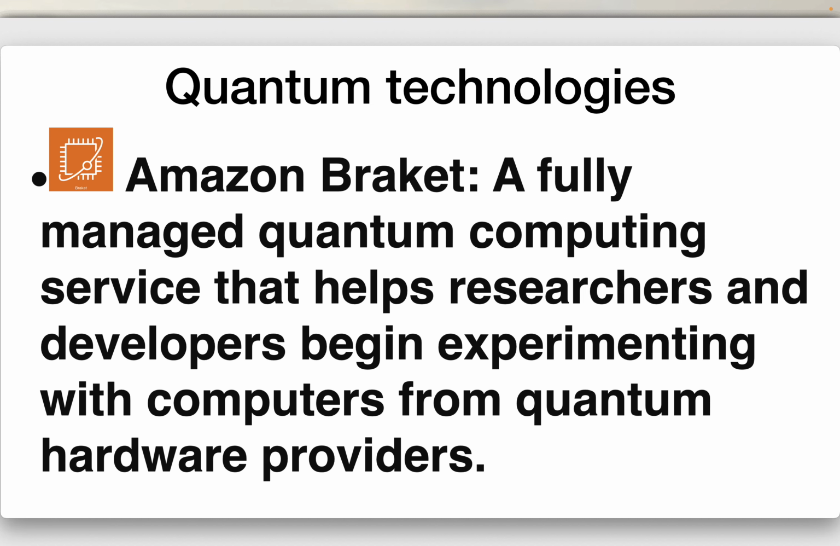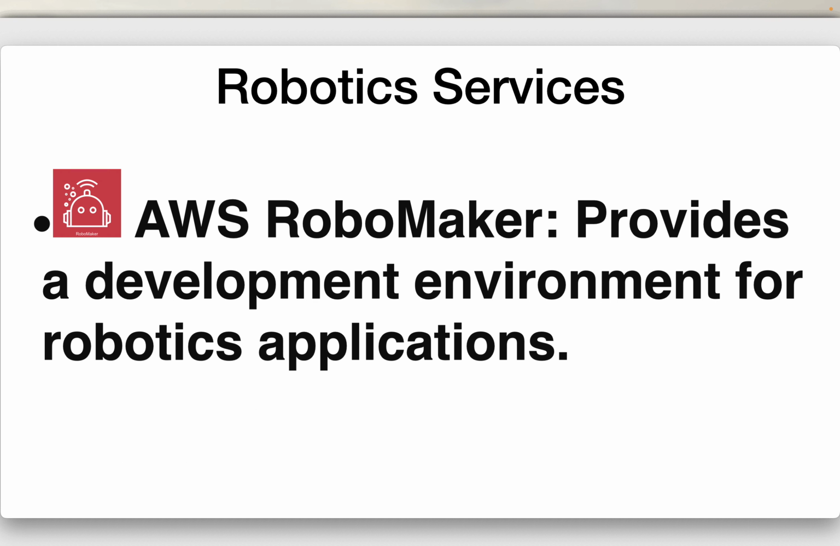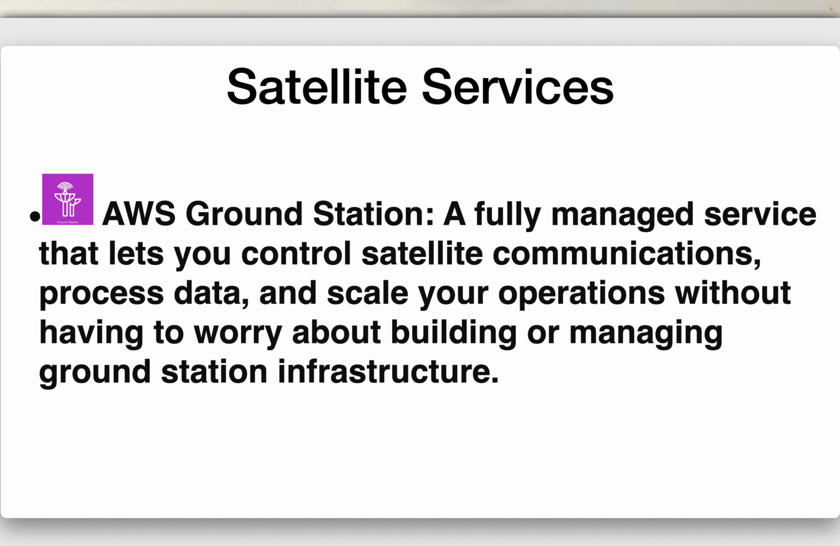Quantum Technologies, Amazon Braket, a fully managed quantum computing service that helps researchers and developers begin experimenting with computers from quantum hardware providers. Robotic Services, AWS RoboMaker provides a development environment for robotics applications. Satellite Services, AWS Ground Station, a fully managed service that lets you control satellite communications, process data, and scale your operations without having to worry about building or managing ground station infrastructure.